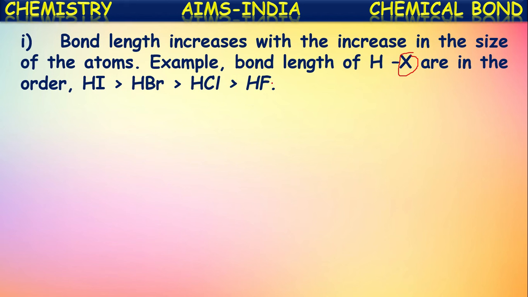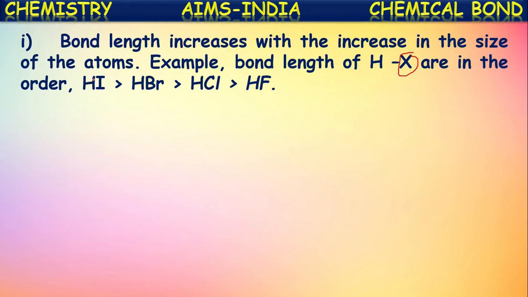Out of these atoms, the size increases from fluorine to iodine because they all belong to the same group. From top to bottom, that is from fluorine to iodine, the size of the atoms increases in the group. This is due to the increase in the number of shells from element to element, isn't it? Now, among these, iodine has the greater size.